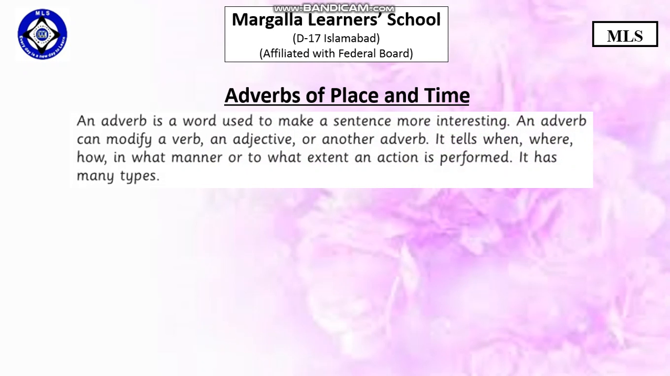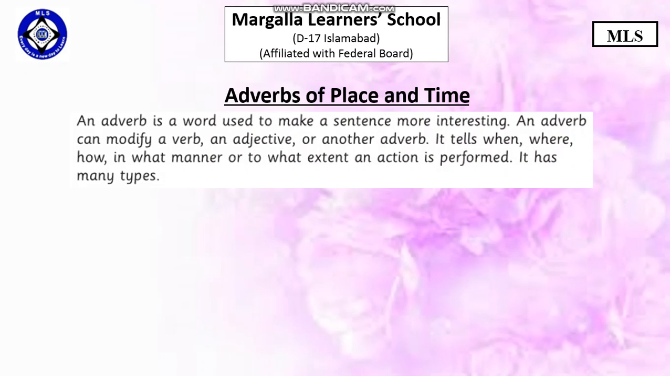So, an adverb is a word used to make a sentence more interesting. An adverb can modify a verb, an adjective, or another adverb. It tells when, where, how, in what manner, or to what extent an action is performed.